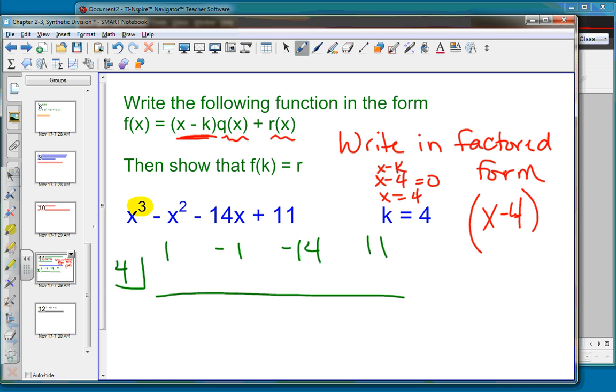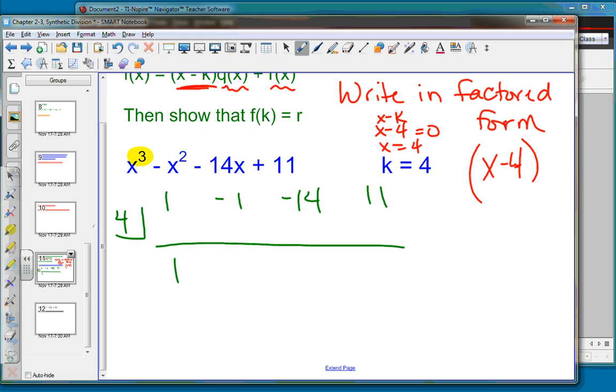Coefficients of the variables. So now I'm going to do some synthetic division. 1. 1 times 4 is 4. This gives me a 3. This gives me 12. This gives me negative 2. This gives me negative 8. So it gives me a 3. What does that 3 represent? Your remainder, which is r.